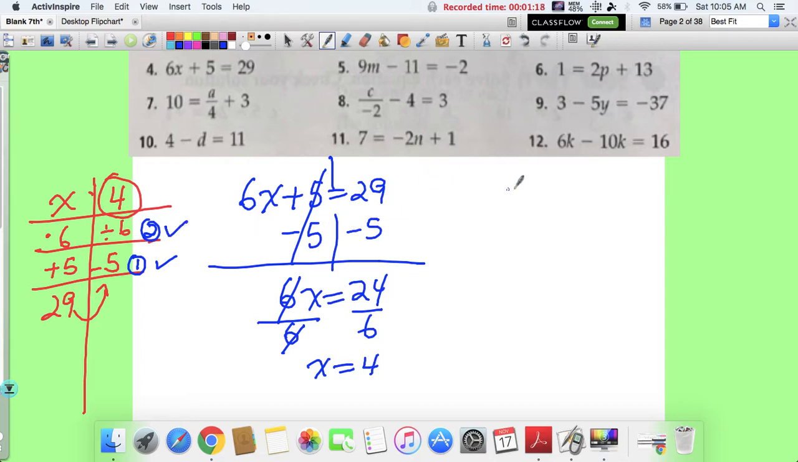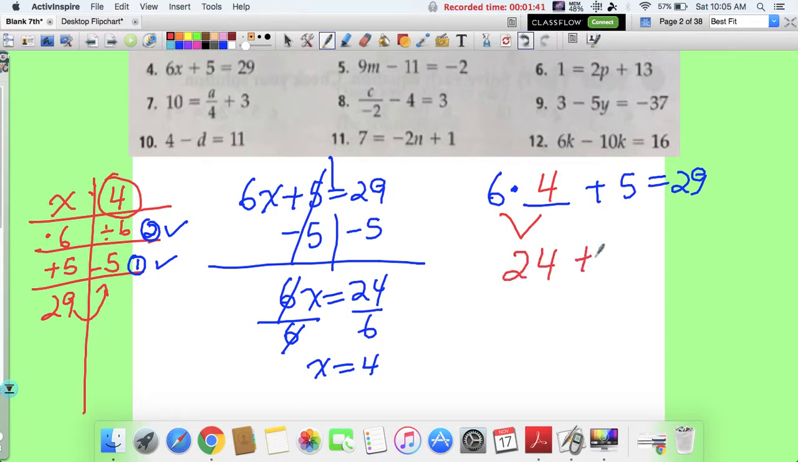Now, I want to check. So in place of my variable, I'm going to leave a blank: 6 times blank plus 5 equals 29. So I replace the x with this blank, and I'm going to put a 4 in there. See if that works. 6 times 4 is 24. Plus 5 equals 29, and you can clearly tell. So this would be everything I'm looking for in this problem.